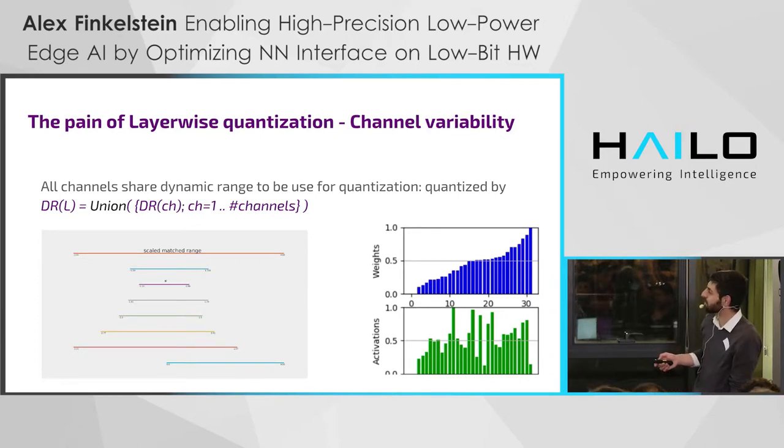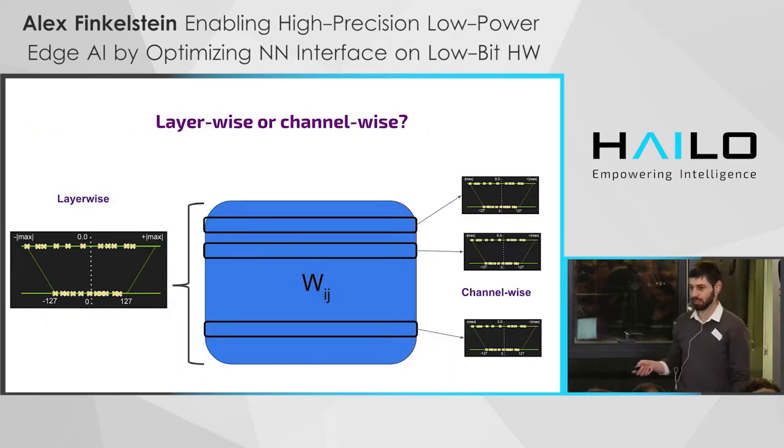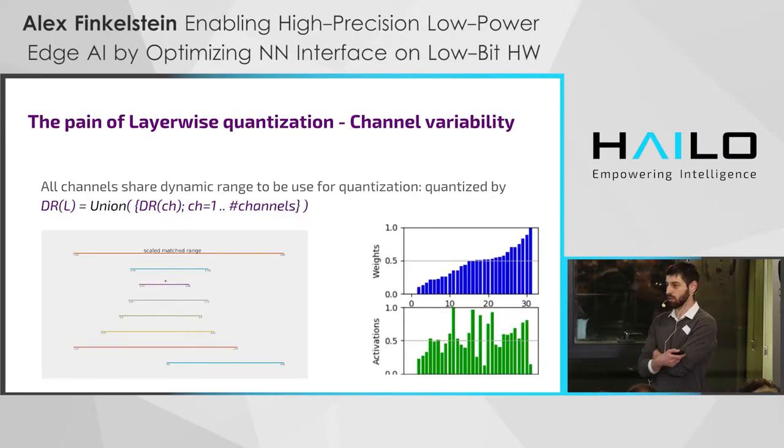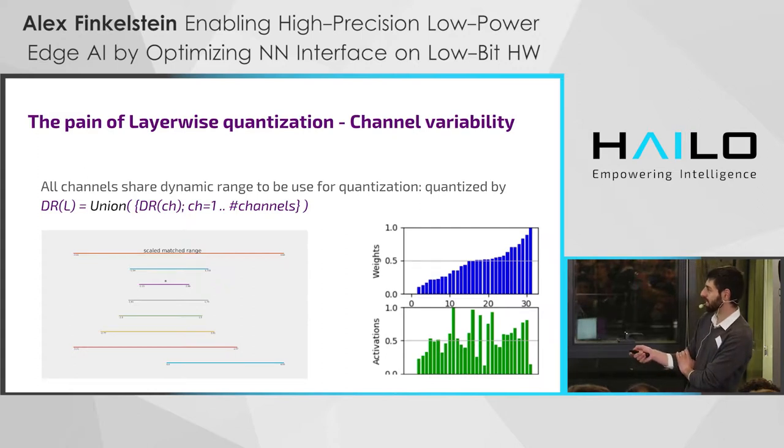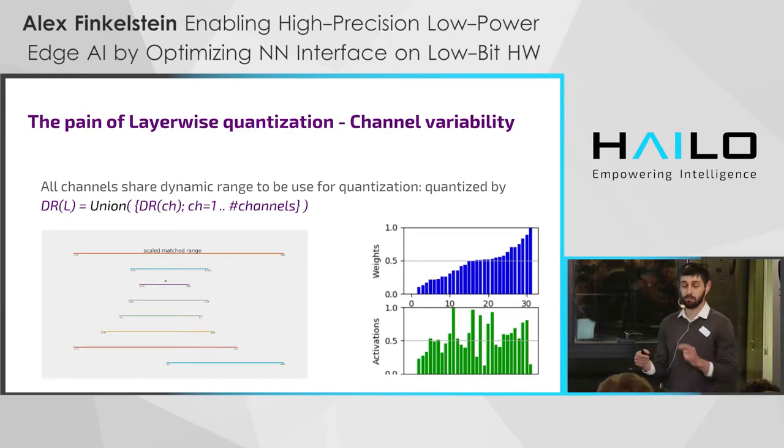So to make it even more concrete, the layer-wise quantization, which is what is mostly used, has a serious pain because of the different dynamic ranges of the channels. What happens is that, if we compare it to channel-wise quantization, eventually we take the dynamic range of the channels and take the union of all of them. So that's an example of different channels with different dynamic ranges, and that happens both for weights and activations. That's another depiction where the x-axis is the channel number and the y-axis is the maximum dynamic range of the channel.